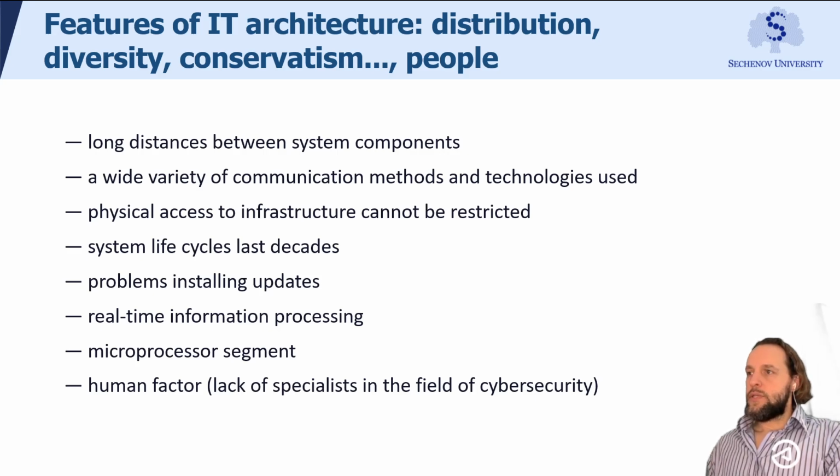In many cases, we're talking about real-time information processing. Some of the solutions are being run on the level of microprocessors, so it will be the area of Internet of Things, which we were covering in the previous lecture. And of course, the main problem in this area is the human factor, and most of the threats to security are related to humans.